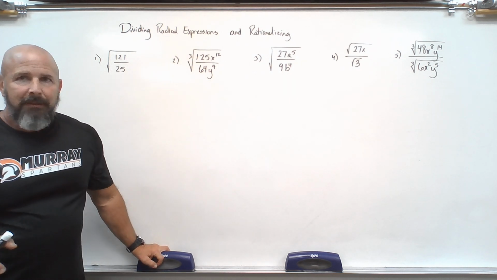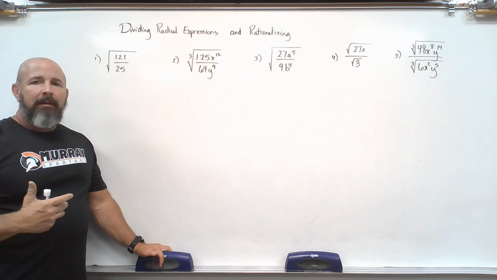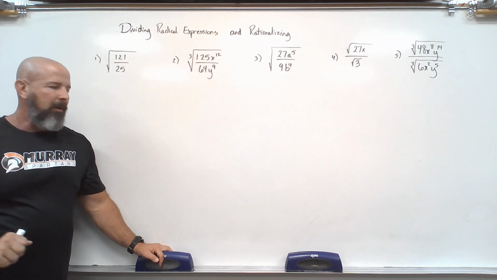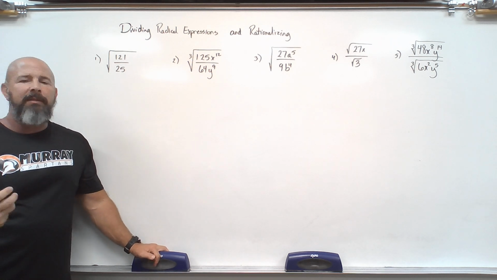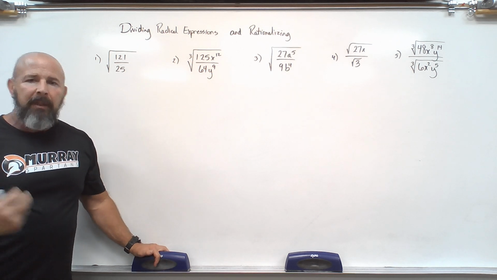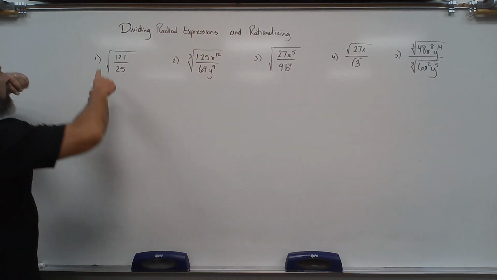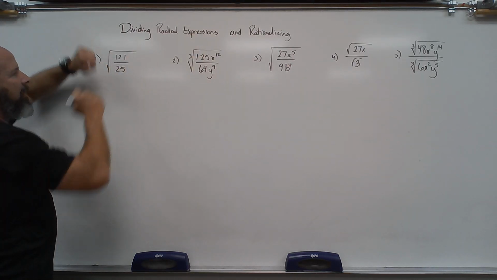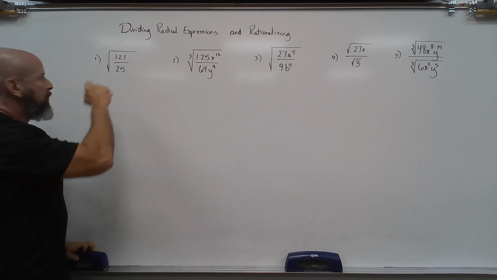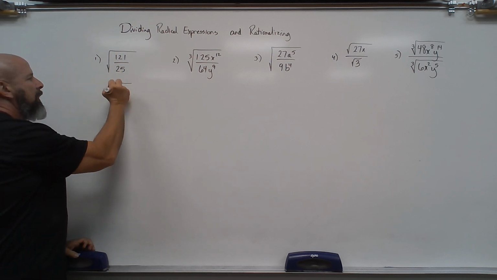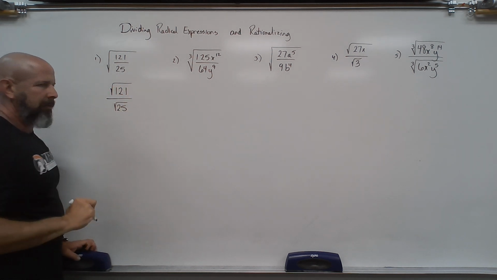Dividing radical expressions. Typically, when we're dealing with division of radical expressions, we see them in fraction form. We don't see them with a division sign sitting out there, but we need to remember that when we see a fraction, a ratio, that is referring to a division problem. So when I see this square root over this entire fraction, I need to remember that it's really referring to the square root of the numerator and the square root of the denominator.